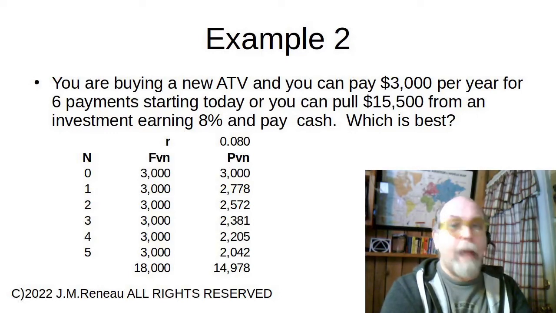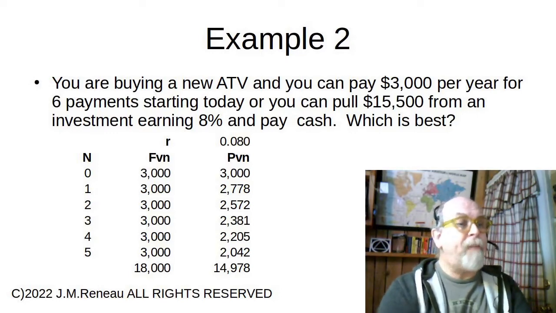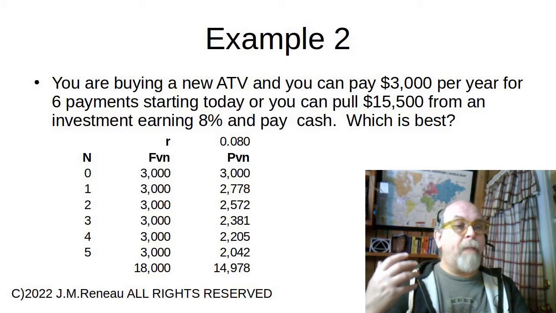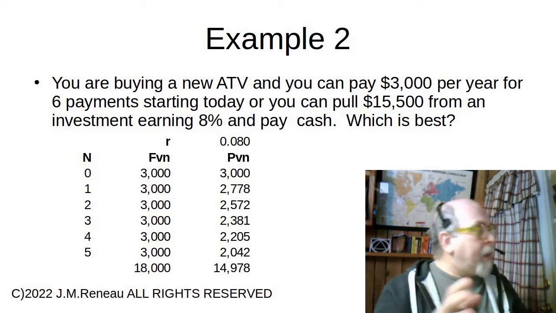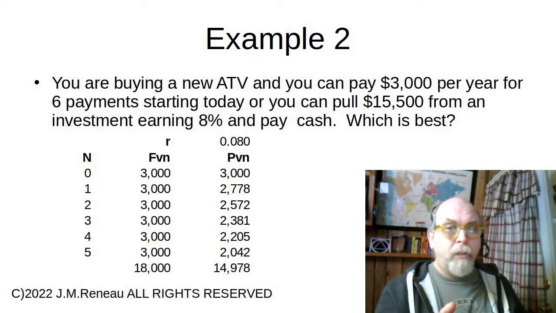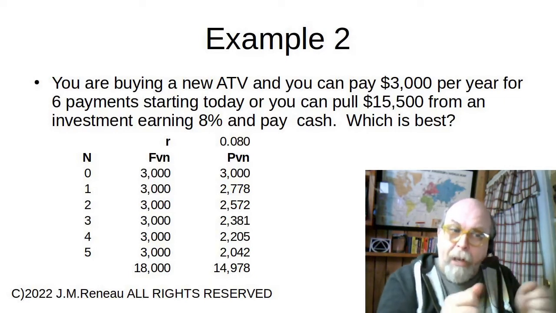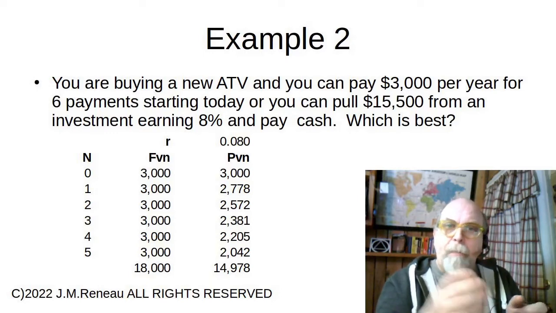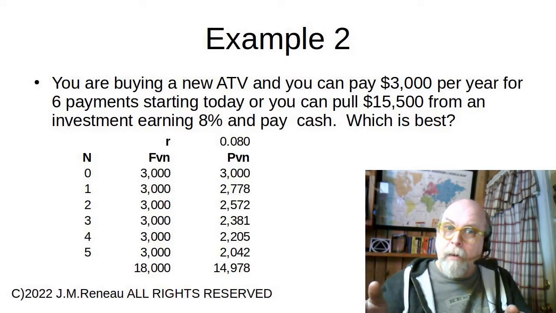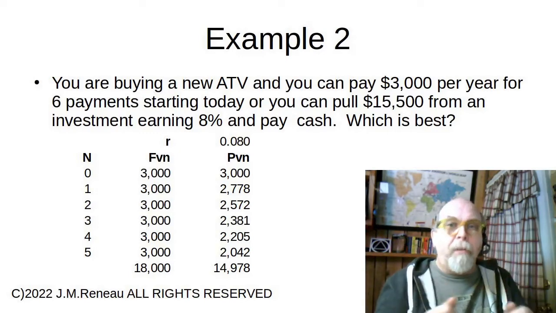Or you can pull $15,500 in cash from an investment that you're right now making 8% on. So you've got the money. You can buy it today with cash, but you'll have to pull it out of an investment that you already have earning 8%. Does it make sense to pay it over time, or does it make sense to pull the money out of your investment?